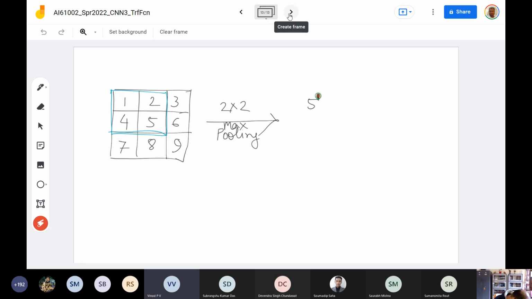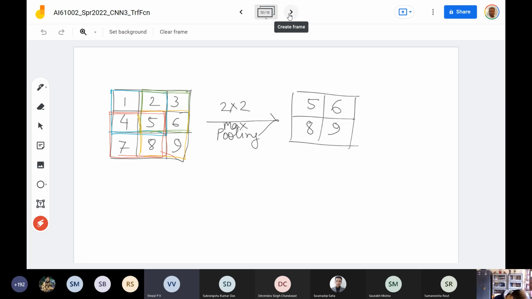Okay. Now I would move to the next location, which is over here. So what is the maximum value over here? 6. That is 6. Now I will come to this location. What is the maximum value? 8. Then I have this remaining part. 9. When I'm going to pool, this is going to be 9. So I get a resultant which is a 2 cross 2 and this is what it comes out.